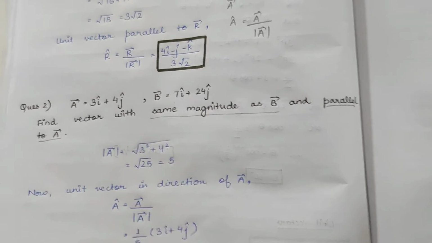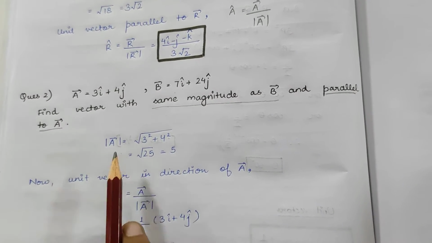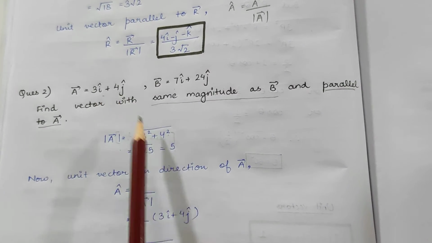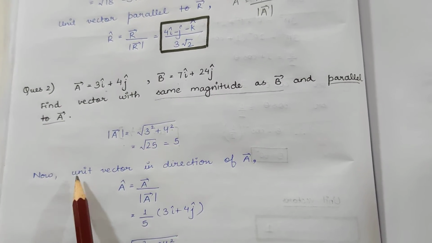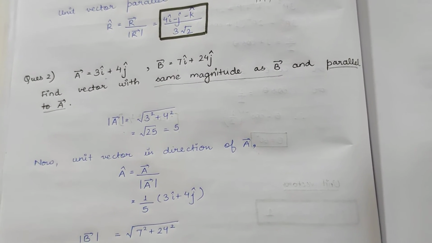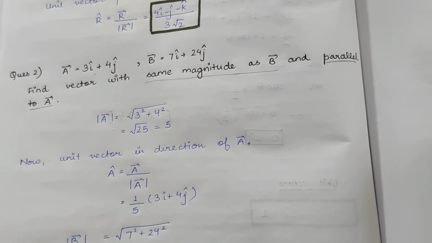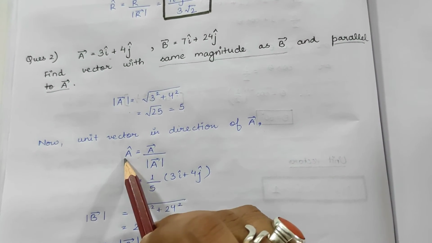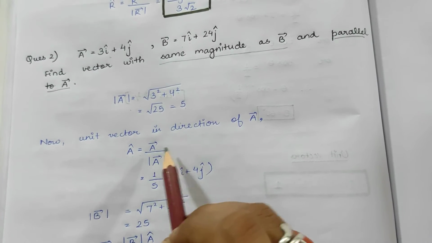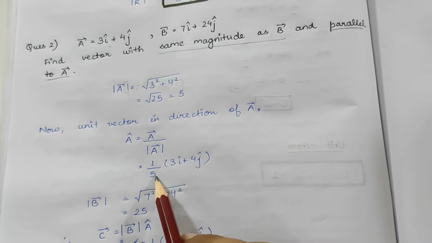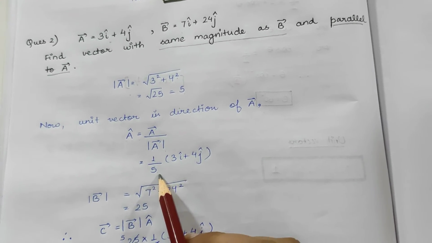For that, we will first find the magnitude of vector A, which comes to be 5, from 3 square plus 4 square. Now the unit vector in the direction of A. As we are talking about parallel, we are talking about the same direction. That is why again we will find the unit vector, A cap, which is equal to vector A upon magnitude of vector A. So we will put vector A and the magnitude 5 here.